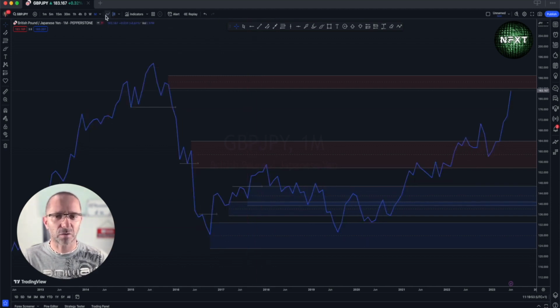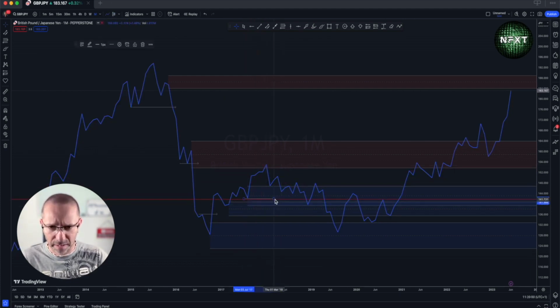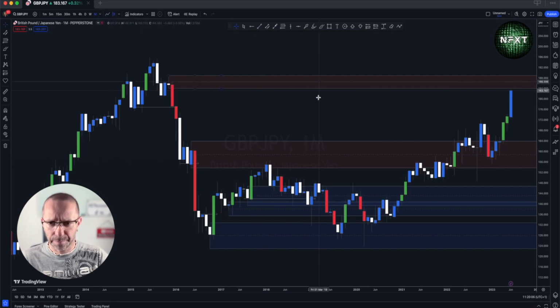But now we go back to the line chart and we'll use this level. We go up, we need to break this low. Basically, this is my low I need to see broken. That is broken here to the downside. If I then go back to price, it's not broken with a red candle. The only red candle we see on the way down broken is this one here.